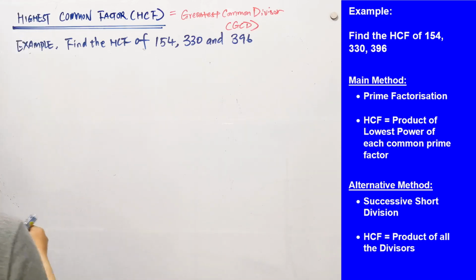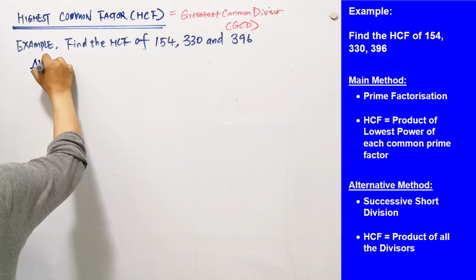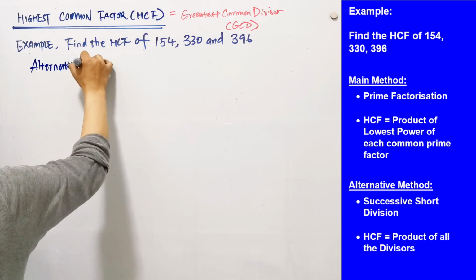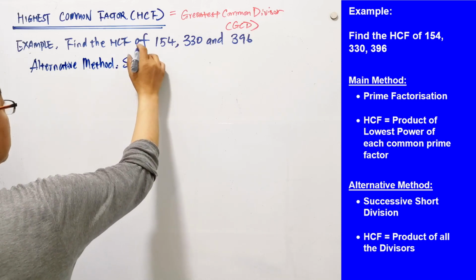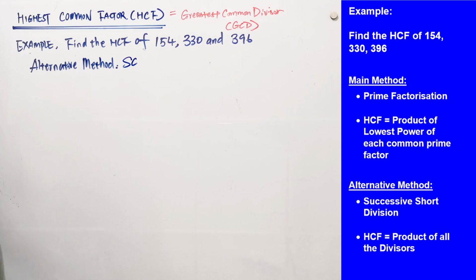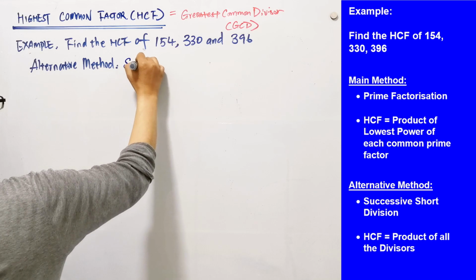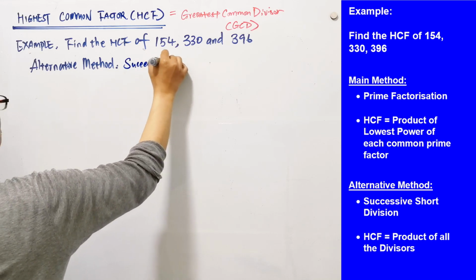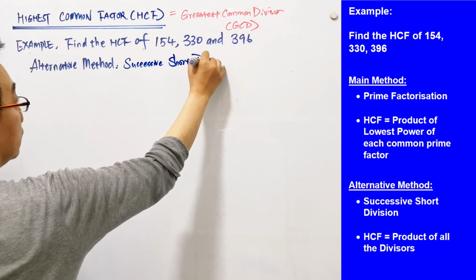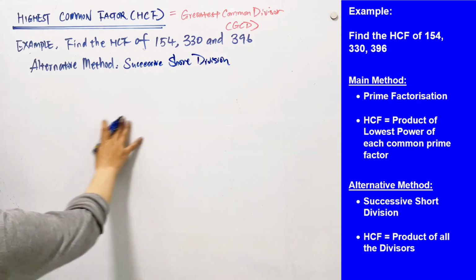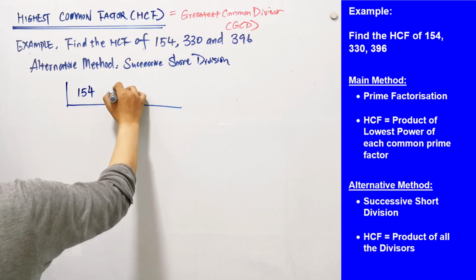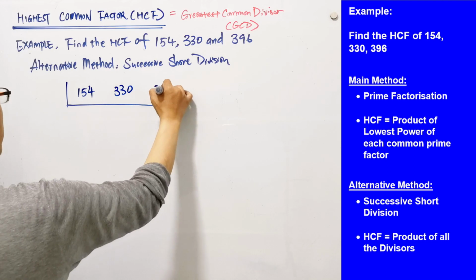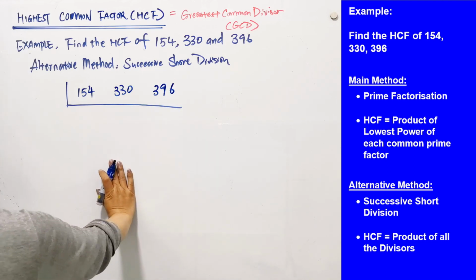Okay, the next method. Alternative method, right? Successive short division. 154, 330, 396, right? So what do we get?